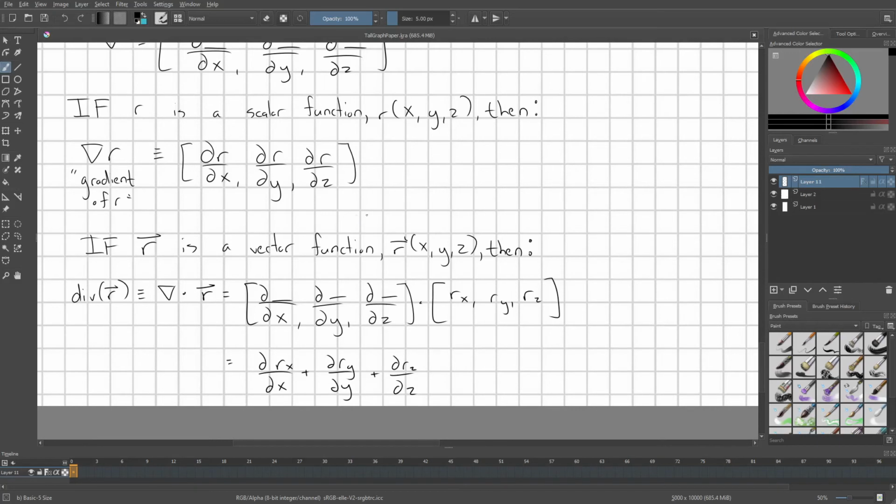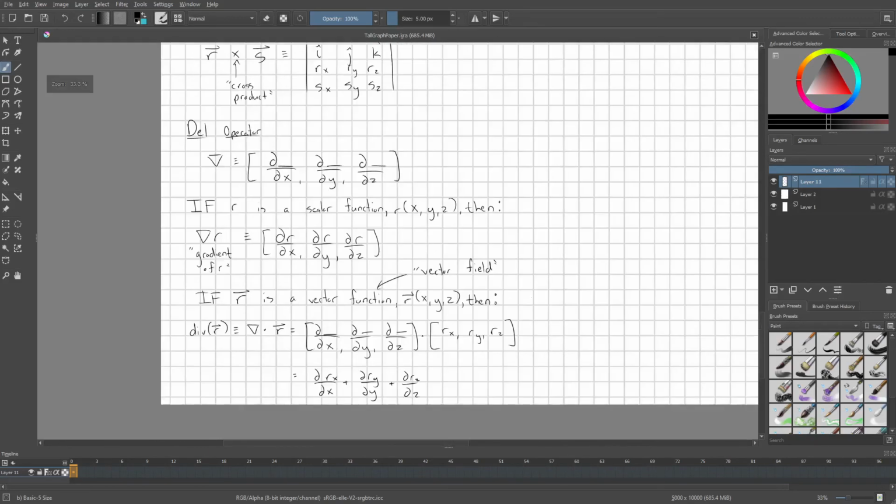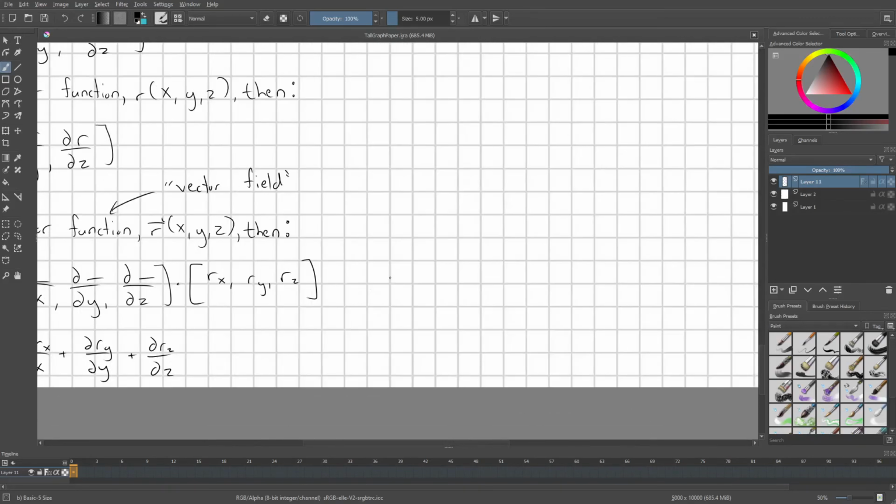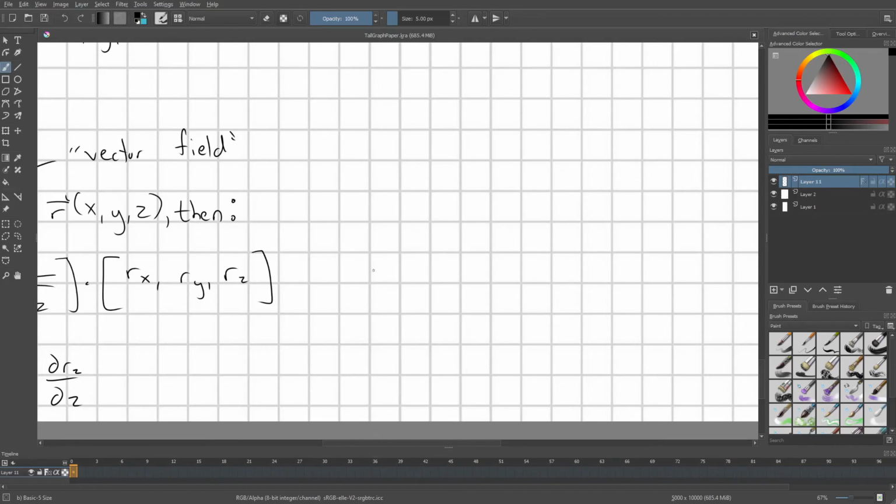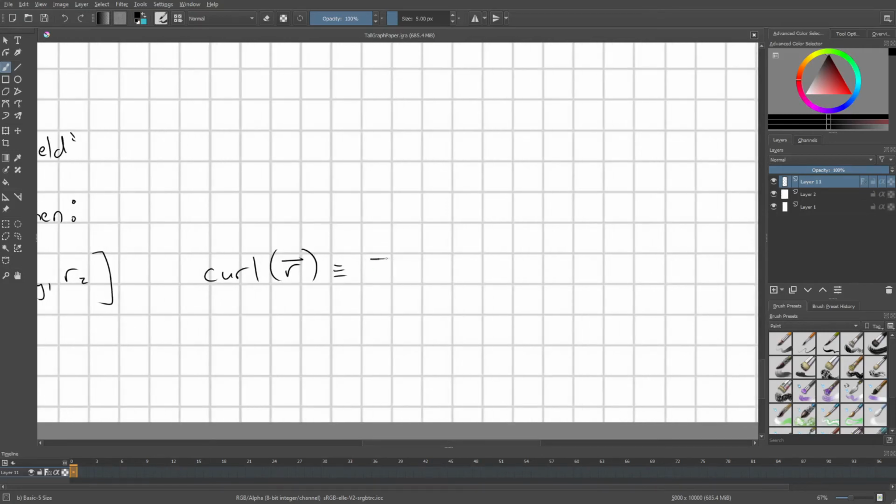Right, so this vector function, we could also call this a vector field. But again, context is really going to be important with situations like this. We could also define the curl of our vector field R, and this would be defined as the gradient cross R.